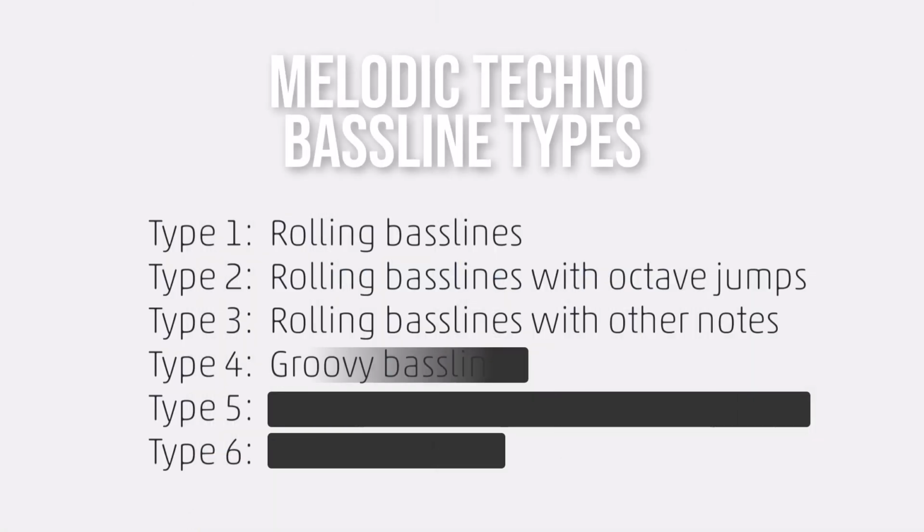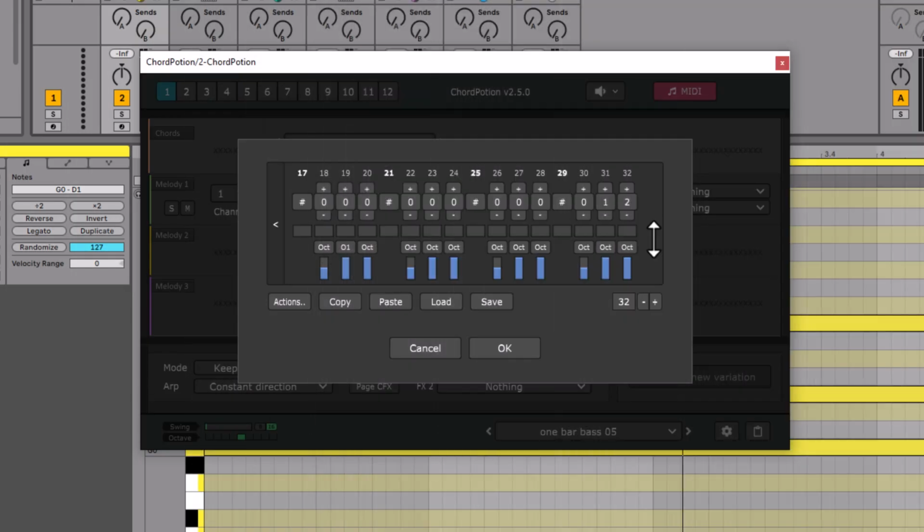Number 4. Groovy basslines. Unlike the rolling type, these basslines are less predictable and have more movement. A typical groove pattern might last half a bar or full bar. Let's start with a half bar, which is just 8 steps.